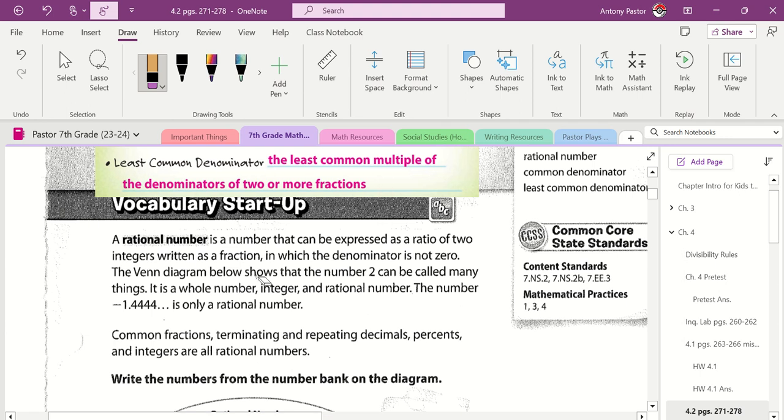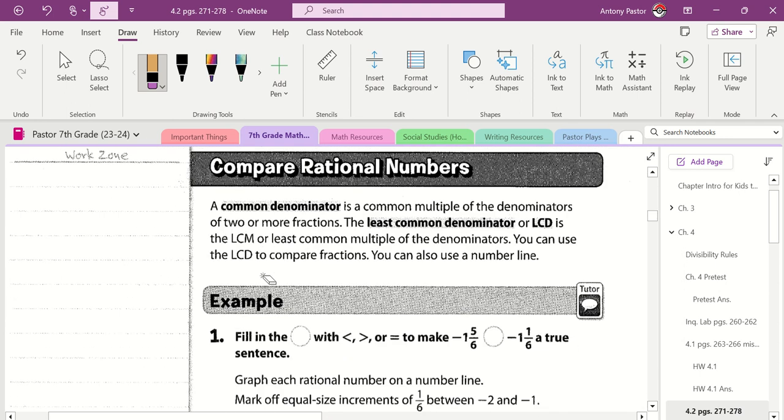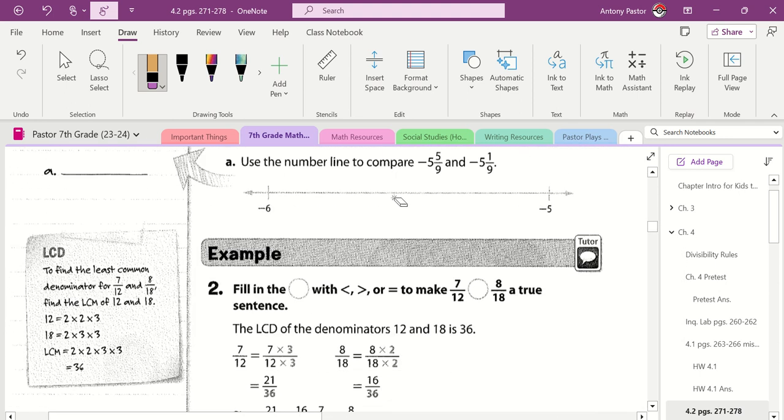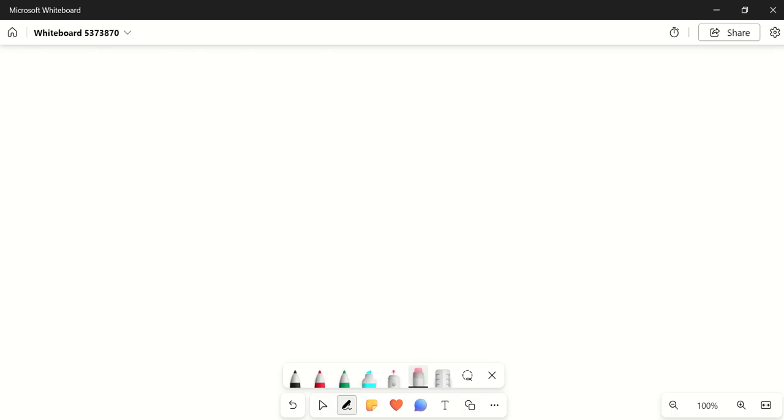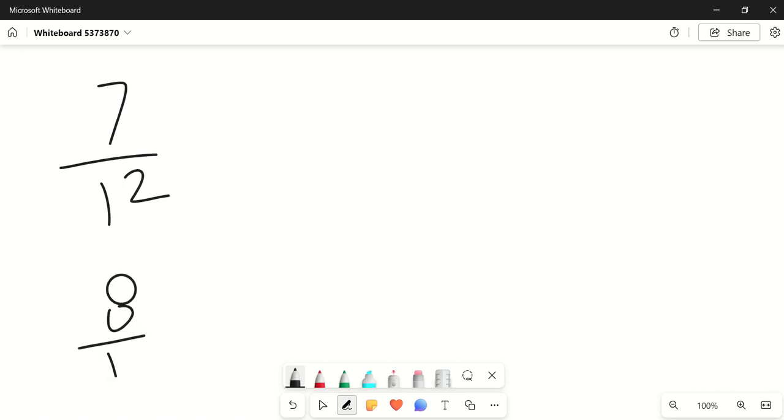So a least common denominator would be something like this: 7/12 and 8/18. So I've got 7/12 and 8/18 that we're comparing. Now, I can't compare them because one denominator is 12, one denominator is 18. They're not the same number. Maybe I can divide both to go down to something because both have a factor of 2. The problem is I can't divide this one by 2 because 7 will not be divided by 2 evenly. Therefore, I'm stuck.